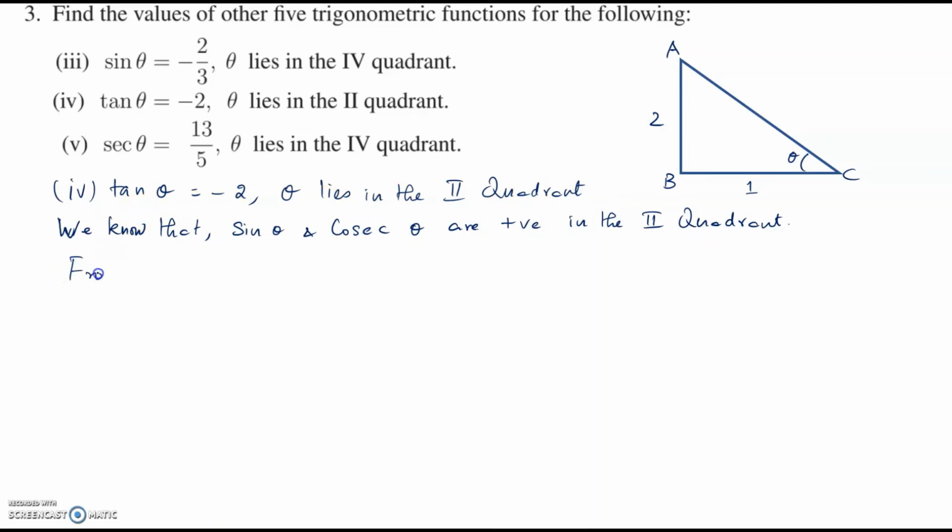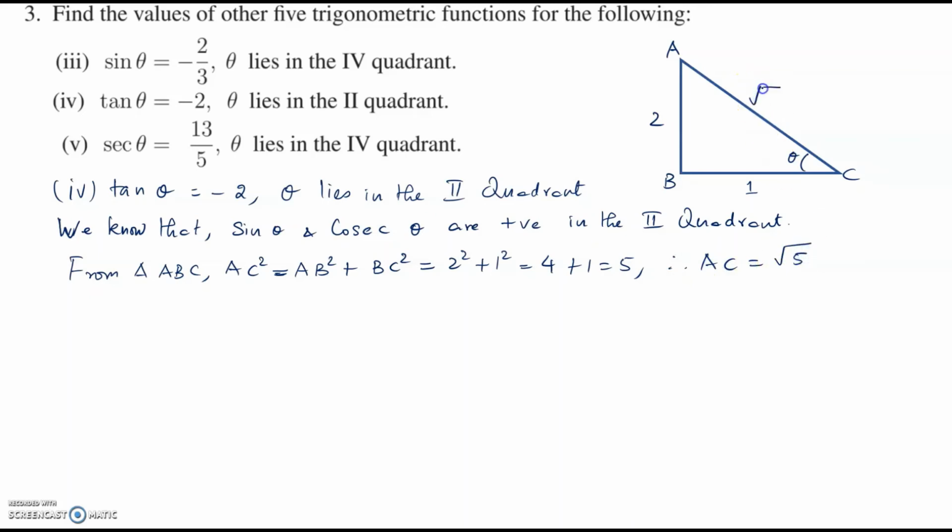Therefore, from triangle ABC, AC squared is equal to AB squared plus BC squared, which is equal to 2 squared plus 1 squared, that is 4 plus 1, which is 5. Therefore, AC is equal to root of 5. So AC is now defined as square root of 5. Now let's find the trigonometric function values. So first the sine theta.